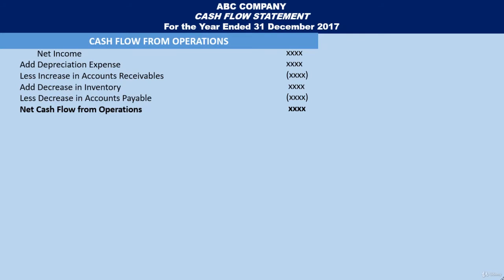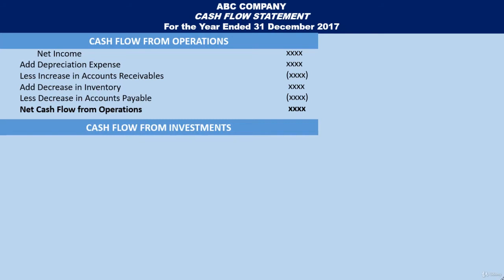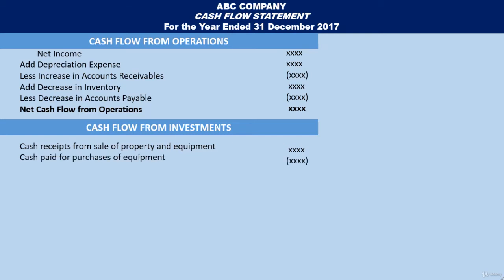Let's talk about the second section of the cash flow statement, which is cash flow from investments, which measures a company's investment in itself. In this section, we report the purchase and sale of long-term investments such as cash receipts from the sale of property and equipment, cash paid for the purchase of equipment. At the end, we add up all the cash coming in and going out from investments, so we get the net cash flow from investments.